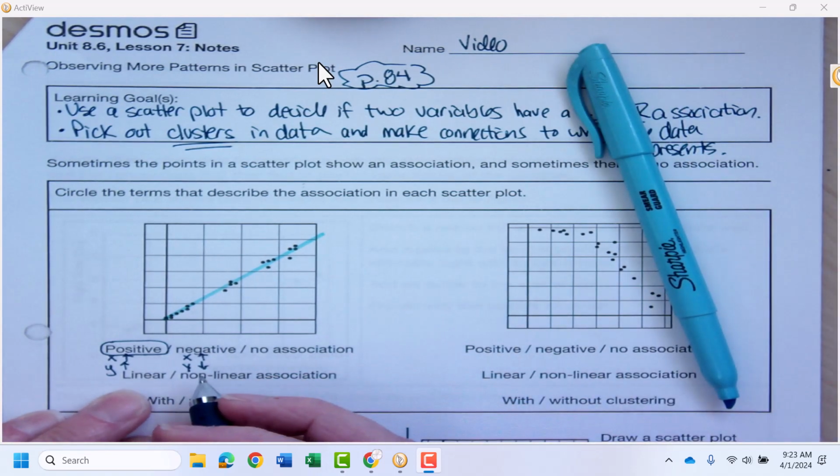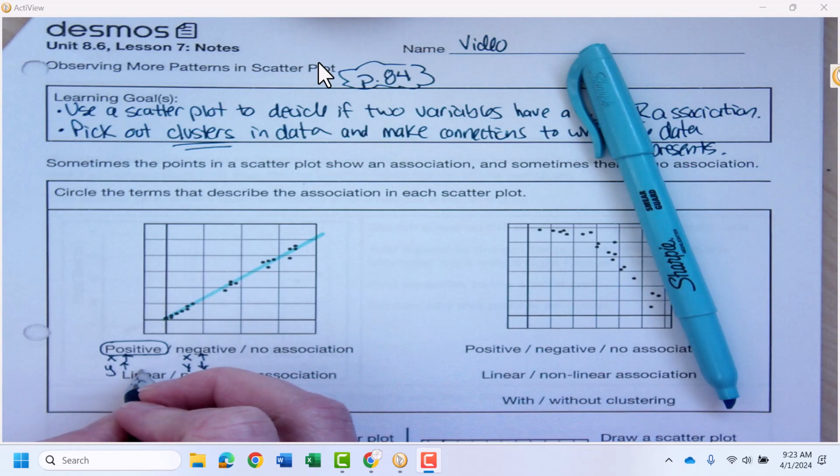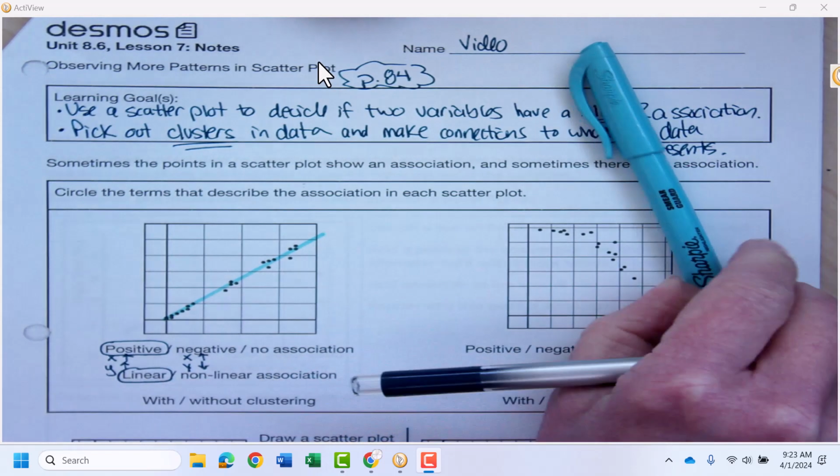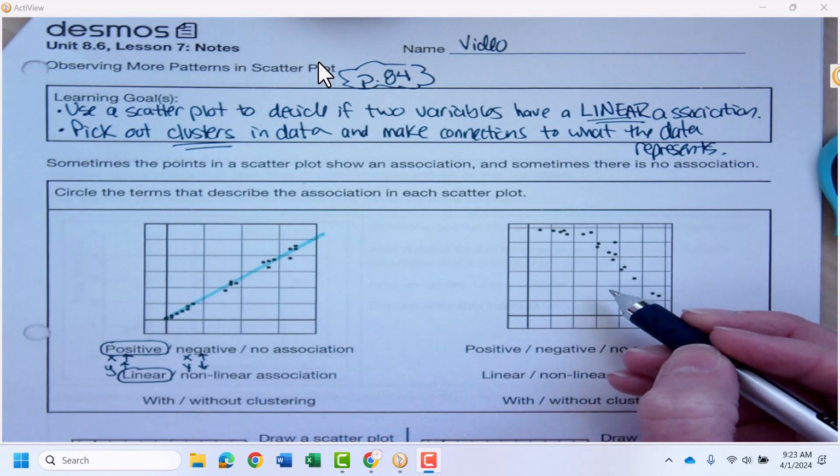So I got the slope, and it's passing through the center of the data. And since I was able to do that pretty effectively, I'm going to call this a linear relationship. I think this is going to make more sense when I try it again with the other scatter plot in a moment.